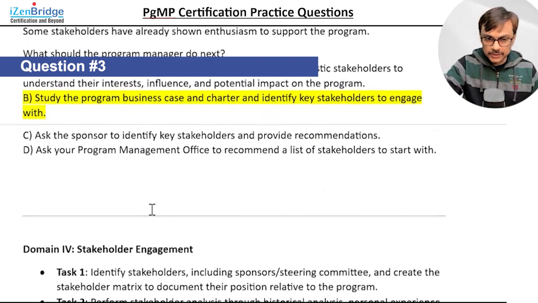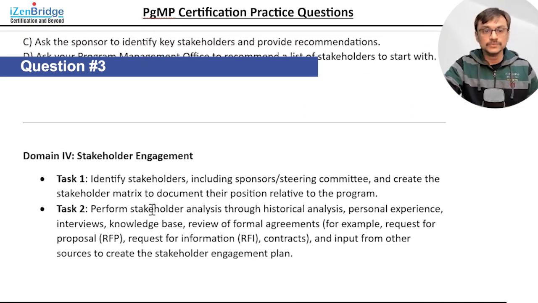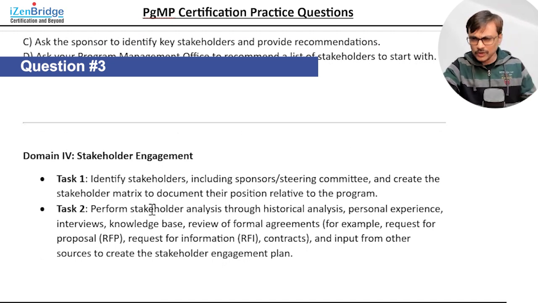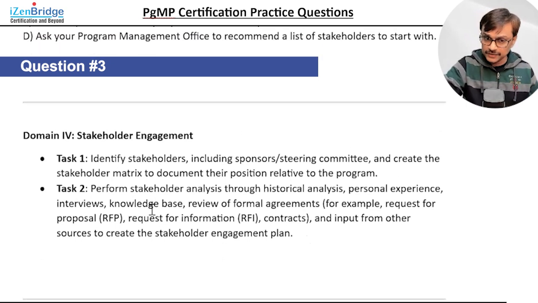Okay, so this particular question number 3 is mapped to task 1, identify stakeholders including sponsor, steering committee, and create the stakeholder matrix to document their position relevant to the program. Yes, we are not talking about mapping power interest grid here, but we are definitely talking about identification here.